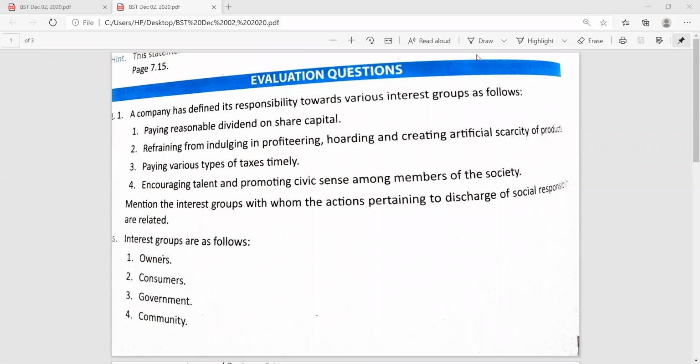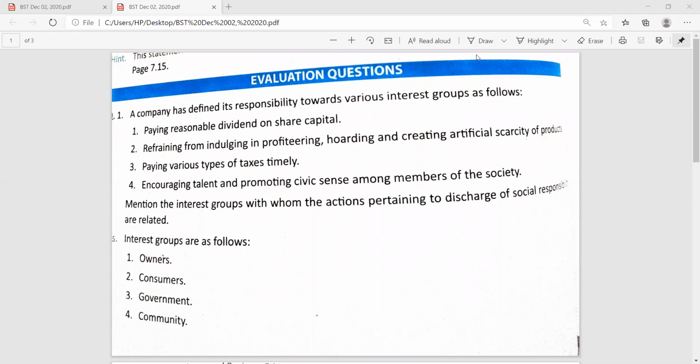Yes, students, as we discussed yesterday, the basic concept of the social responsibilities of a business towards various groups. We learned the basic questions, we discussed the mind maps, we discussed all the responsibilities that the business has towards various parties. We discussed all the basic concepts of the chapter yesterday.